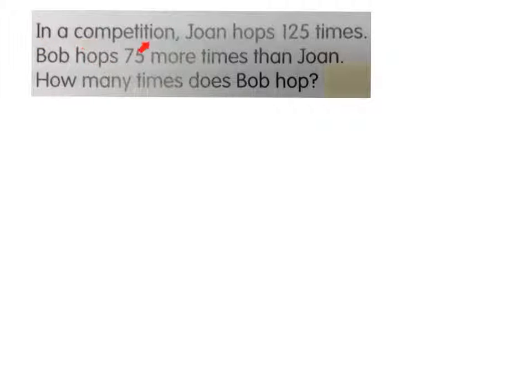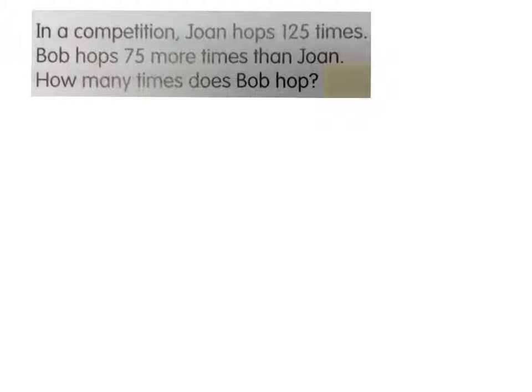In a competition, Joan hops 125 times. Bob hops 75 more times than Joan. How many times does Bob hop? Now, we think about what we visualized as we were reading.